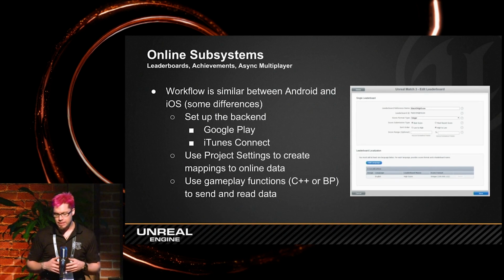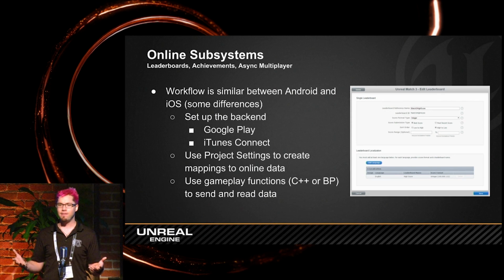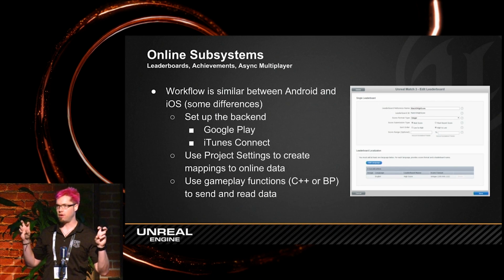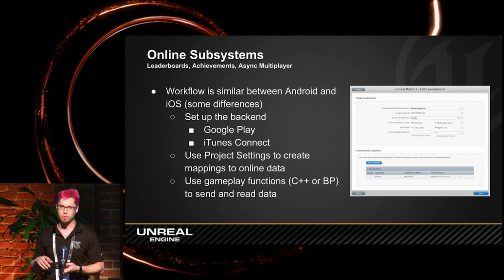So we're going to start off by taking a quick look at online subsystems. To be perfectly honest, this is not easy to demonstrate live in front of everyone because most of the heavy lifting for online subsystems isn't on us. You're going to do a lot of the hard stuff. Well, I say hard, it's really not that bad. On the Google Play or iTunes Connect side. So that's where you're going to set up, of course, your app ID, any of your leaderboard identification, your achievements, and so on and so forth.